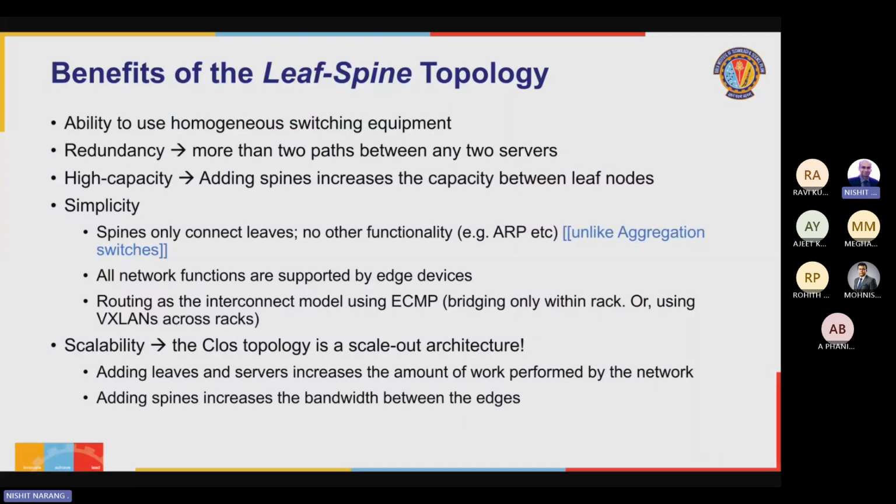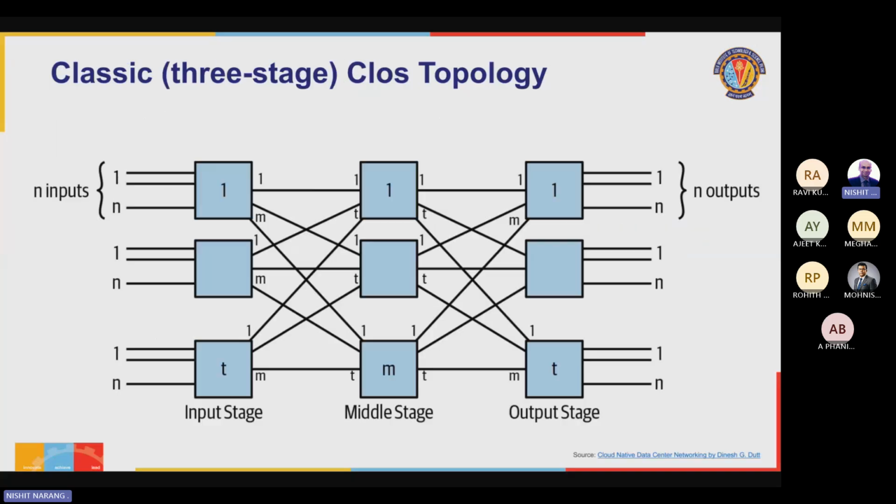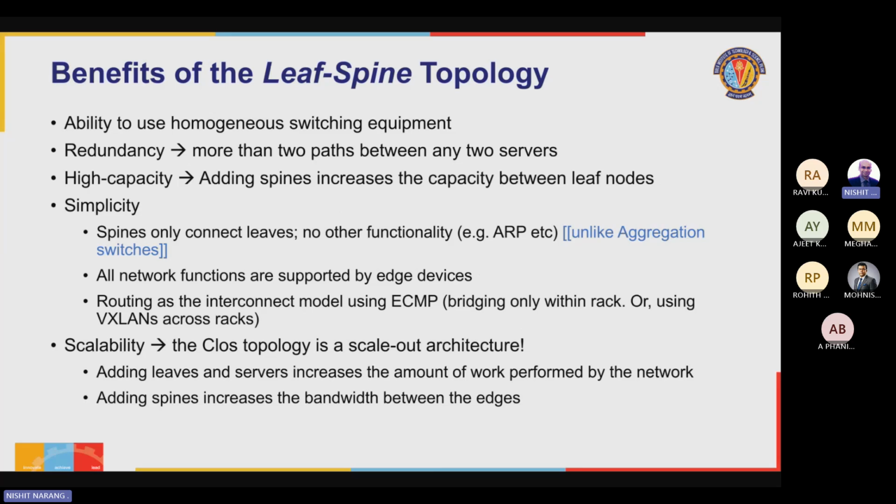If I have to add more to the network bandwidth, I add more spines, like we talked a little earlier. So adding leaves increases my ability to add more servers. Adding spines increases my ability to have more bandwidth in the network, thereby increasing the ability to handle server-server traffic. It's completely a scale-out architecture. That's what Clos topology brings to the table.